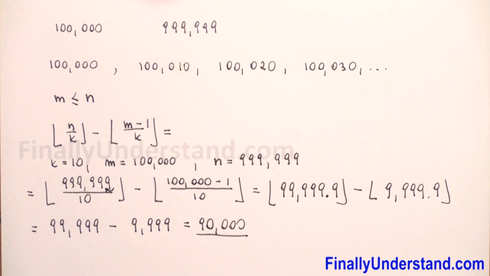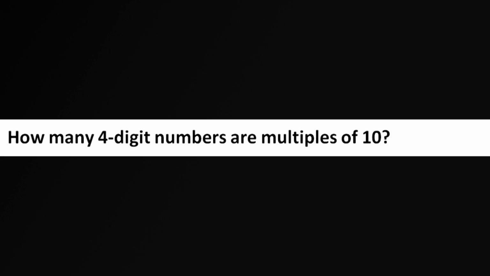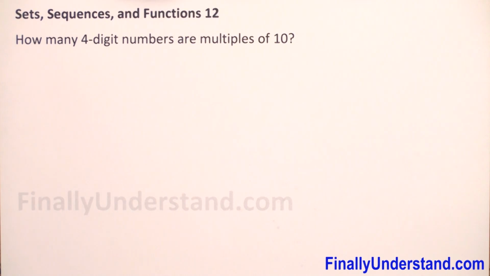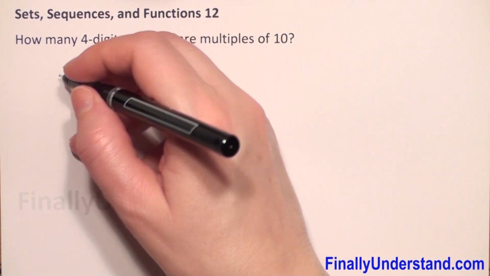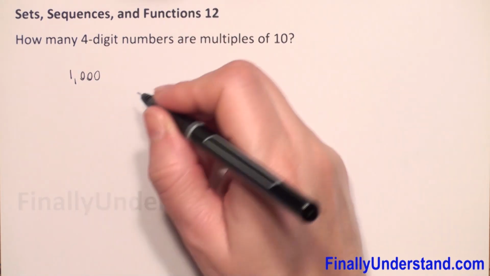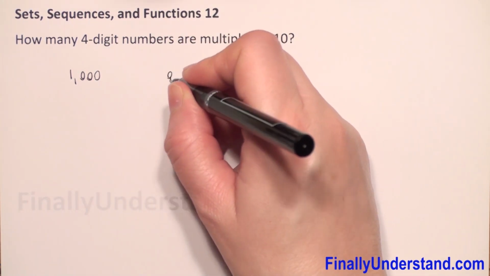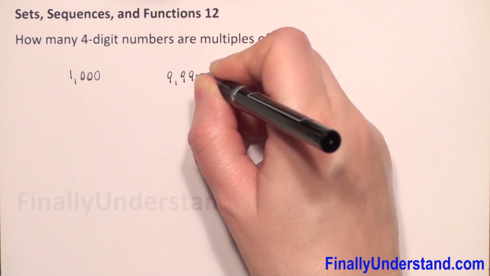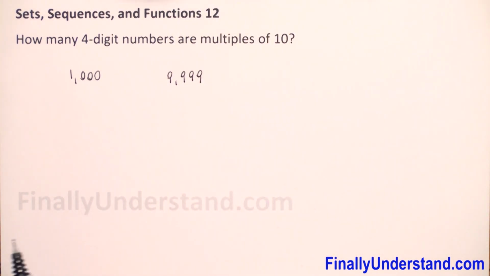This is my solution. We have to find how many 4-digit numbers are multiples of 10. First, we have to find the first and the last 4-digit number. The first 4-digit number is 1000, and the last is 9,999.